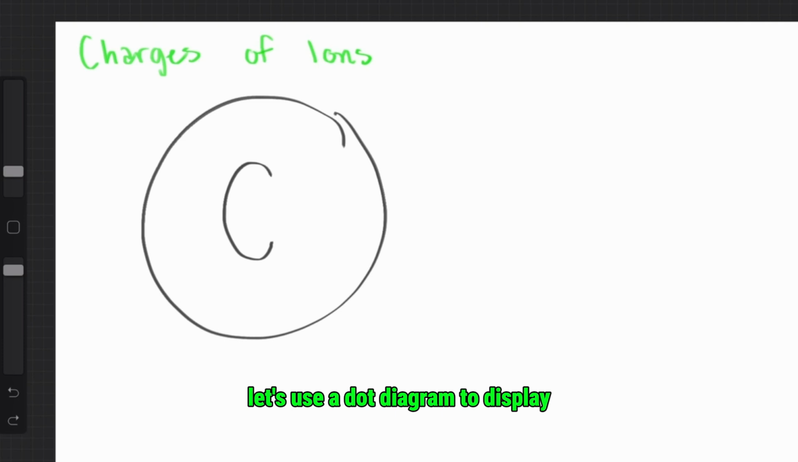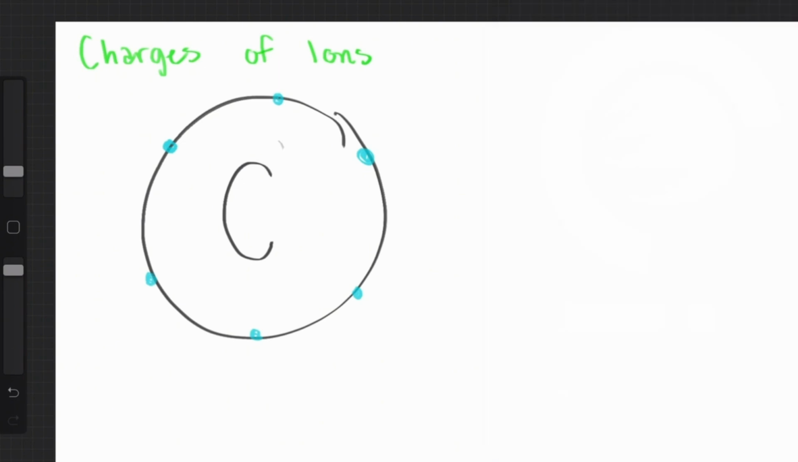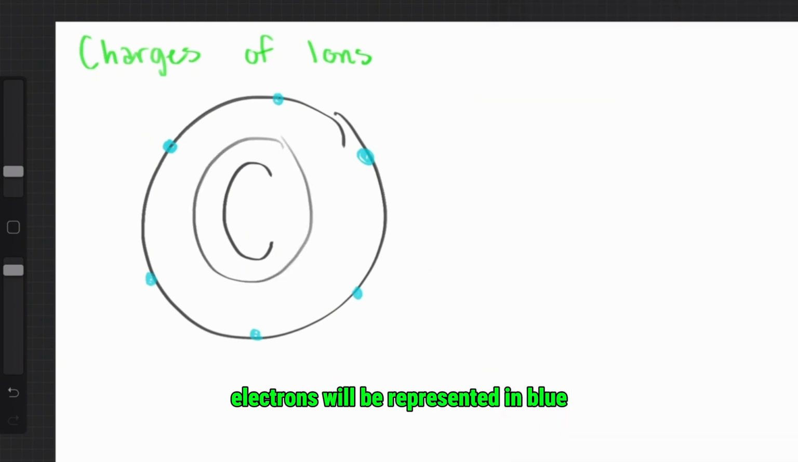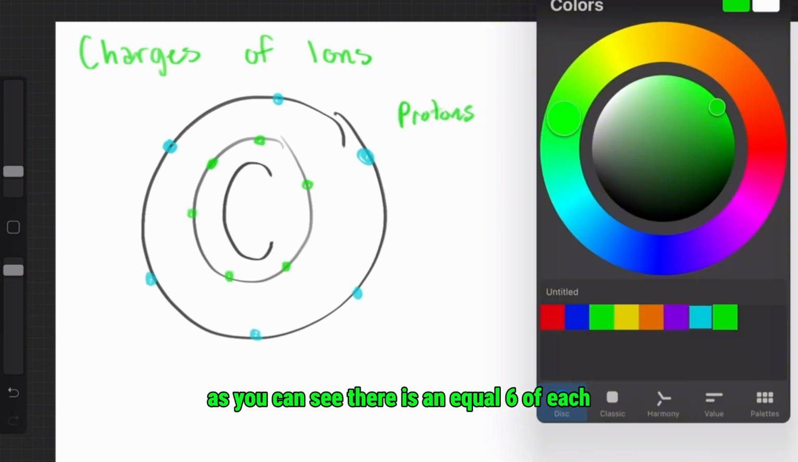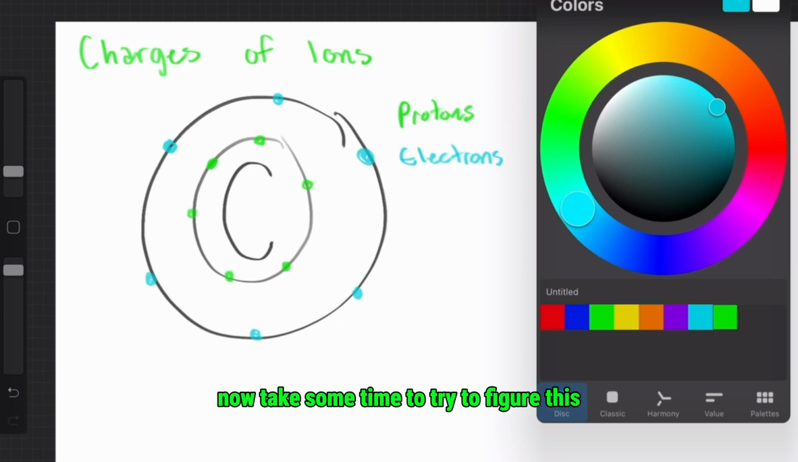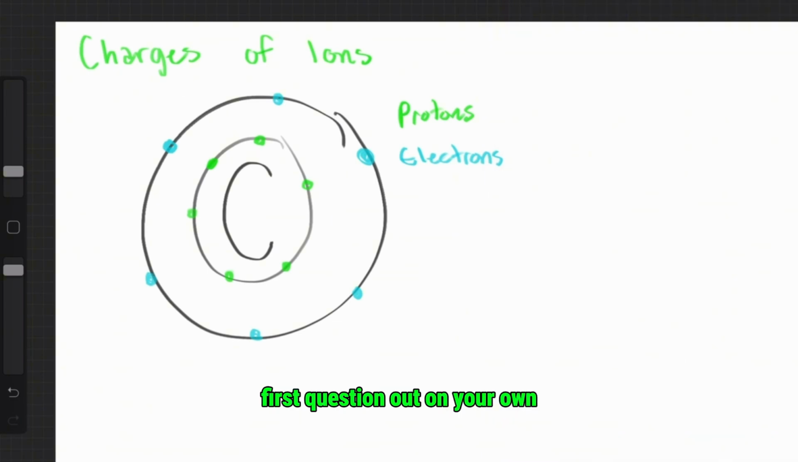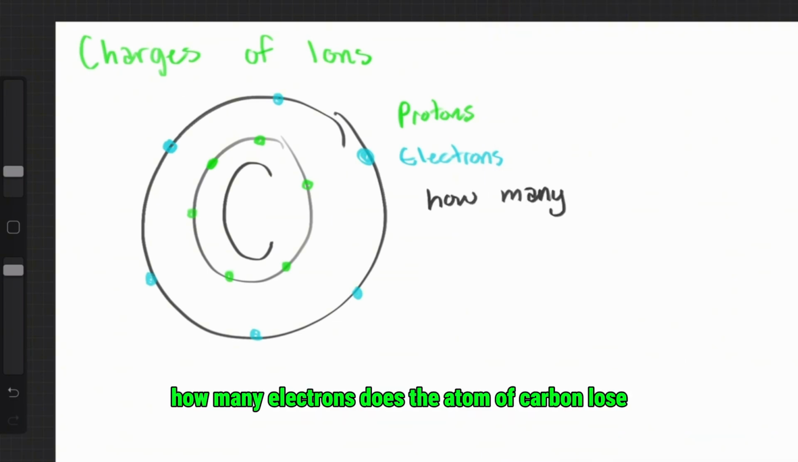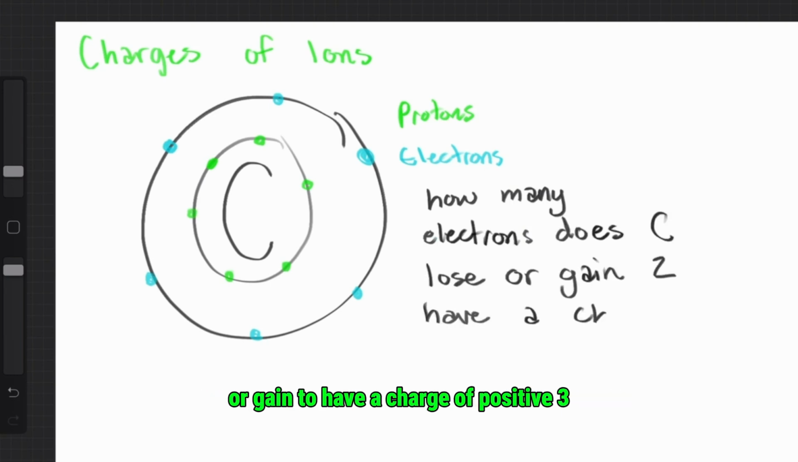Let's use a dot diagram to display the number of protons and electrons in an atom of carbon. Electrons will be represented in blue, protons in green. As you can see, there is an equal 6 of each. Now, take some time to try to figure this first question out on your own. How many electrons does the atom of carbon lose or gain to have a charge of positive 3?